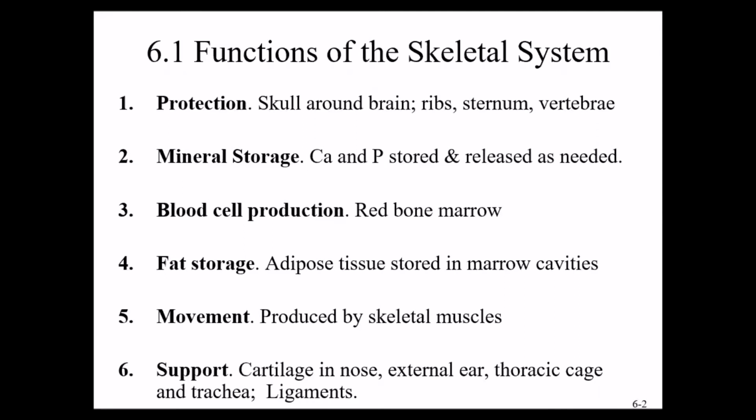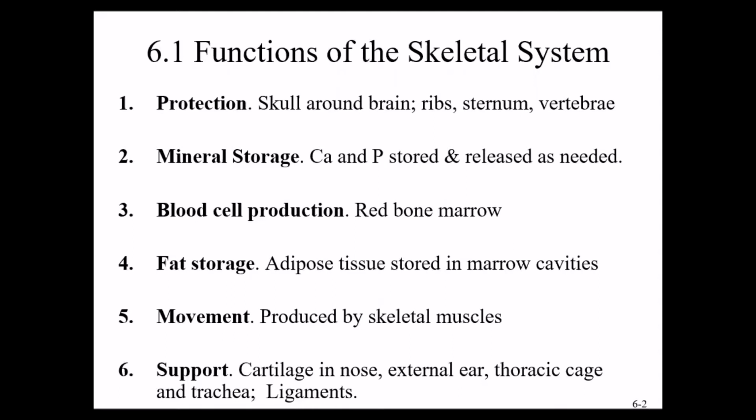But number 2, the skeletal system also serves as a site for mineral storage. Mainly calcium and phosphorus are stored in a particular type of mineral. We'll talk about that a little bit later. And then that mineral gets released as needed. And so you need a certain amount of calcium and a certain amount of phosphorus or phosphate in your blood. And so you store this calcium and phosphate in the bone matrix and then release it whenever it's needed.